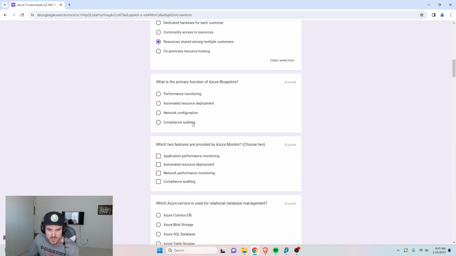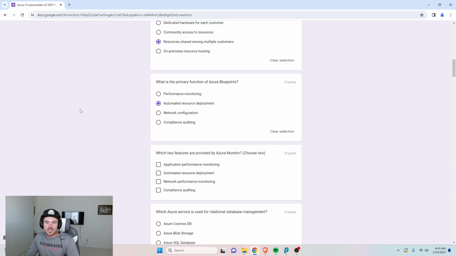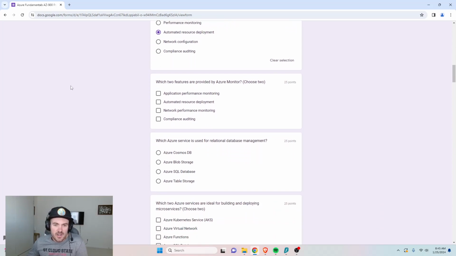Compliance is a different service, definitely not Blueprints, so we can rule out that one and that one for sure. So I'm pretty sure we're going to go with automated resource deployment, right? When you think about a blueprint, it's a blueprint on how you want to build something, right? So that makes sense to me. All right. Which two features are provided by Azure Monitor?